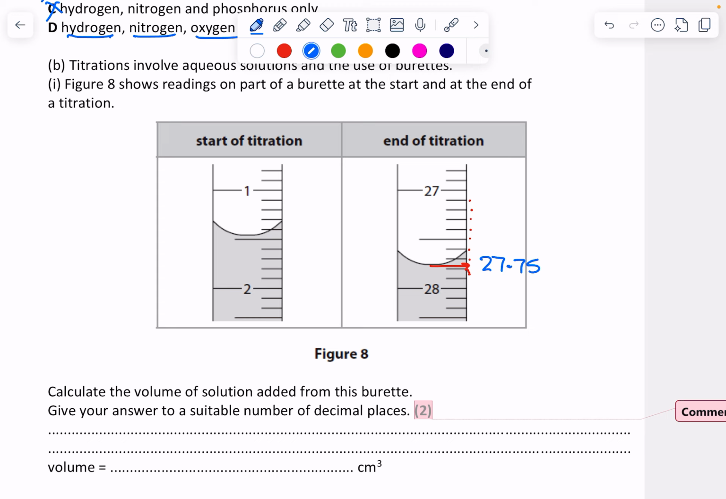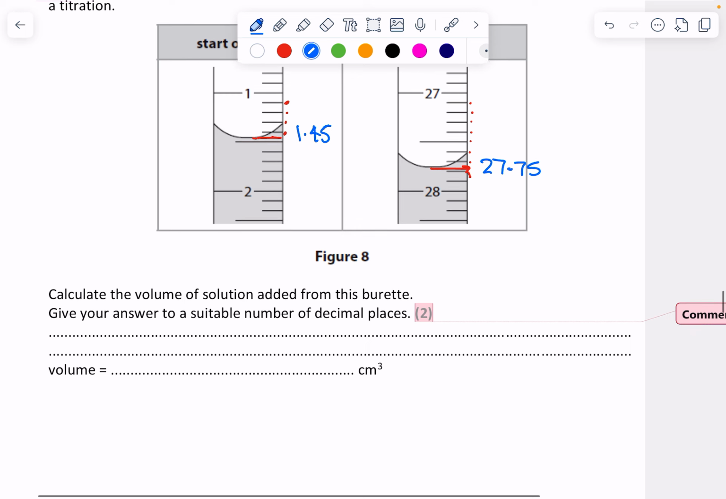27.75. And if we come over to this side, again, we've got a volume that's halfway, so it's not quite reached the next marker. And again, 1.1, 2, 3, there's 4. So this volume here is going to be 1.45. So what I need to do, once I've got the measurements, is take them away from each other.